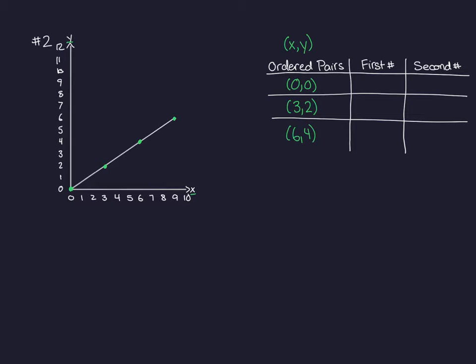And then you just need to put the numbers into the chart for first number, second number. So first number is just your x value, and your second number is your y value. So you would go 0, 0, 3, 2, 6, 4. And you're done.